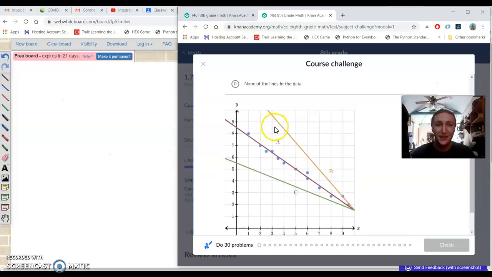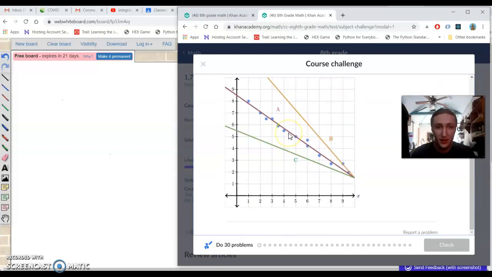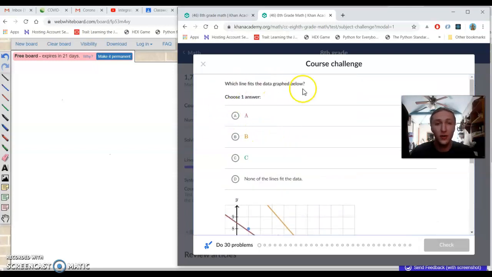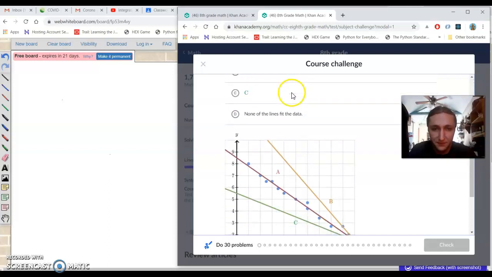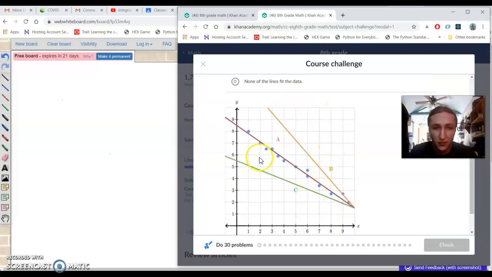Okay, so this question is honestly a lot simpler than you might think when you just read it. If you cover up the bottom part where it gives you the answer choices and everything else, and you're just thinking about this, which line fits the data graph below? Well, the data graph below is all these points. This is a real data point.